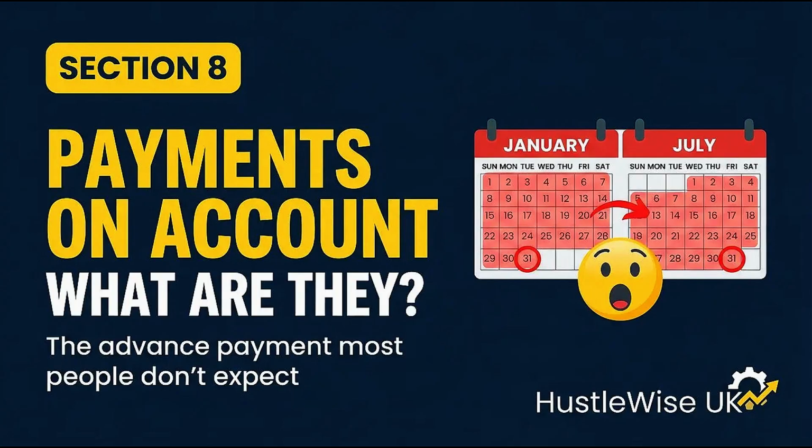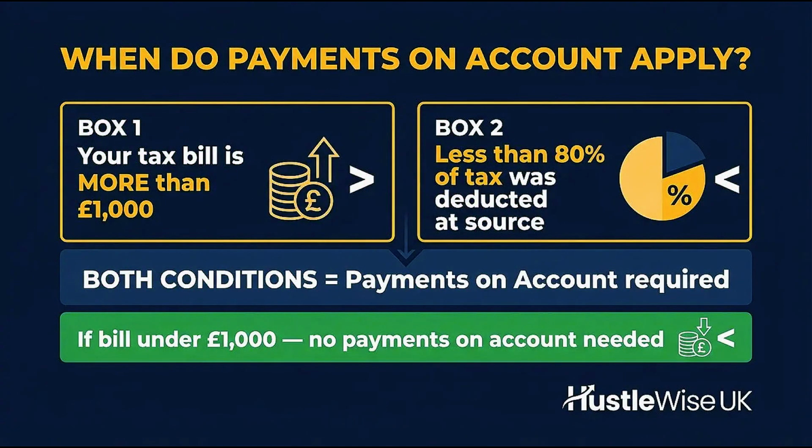Payments on account are something many first-time self-assessment filers are surprised to discover. If your tax bill for the year is more than £1,000 and less than 80% of your total tax was deducted at source, HMRC requires you to make advance payments toward the following year's tax bill. These are called payments on account.